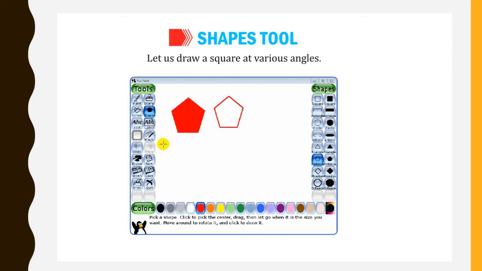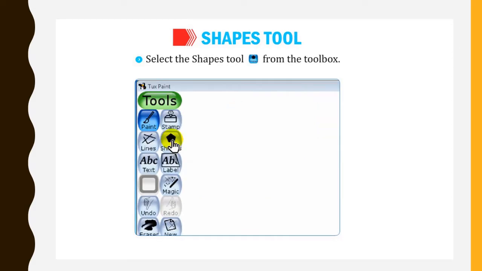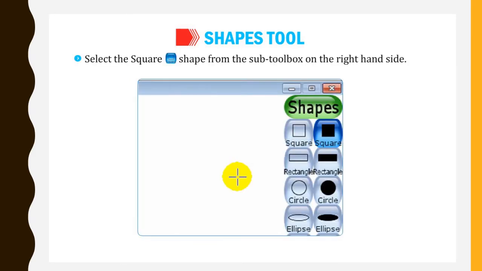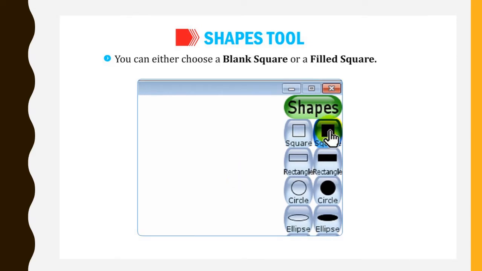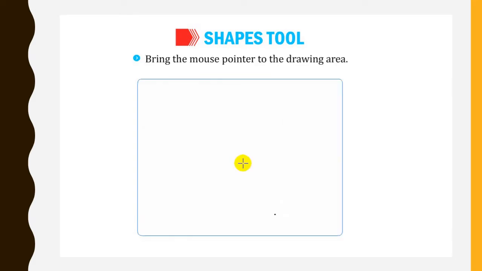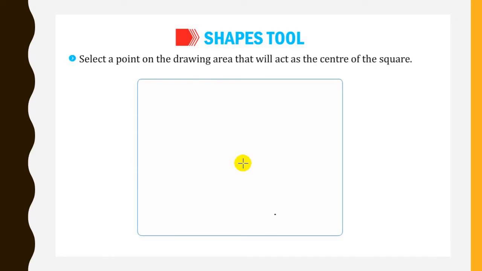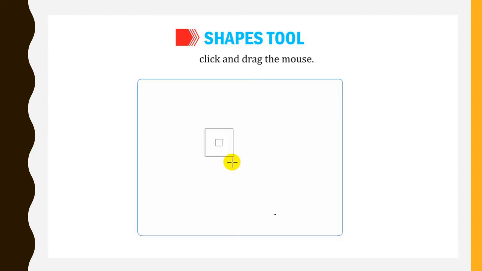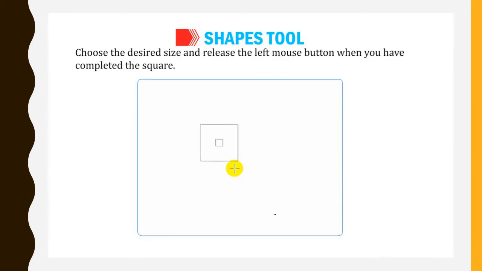Let us draw a square at various angles. Select the Shapes tool from the toolbox. Select the square shape from the subtoolbox on the right hand side. You can either choose a blank square or a filled square. Bring the mouse pointer to the drawing area. Select a point on the drawing area that will act as the center of the square. Now click and drag the mouse. Choose the desired size and release the left mouse button.